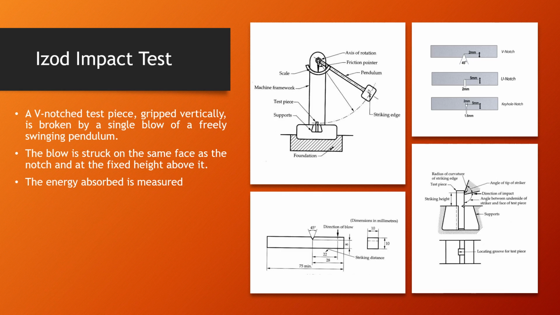Now you can see on the bottom left picture the standard Izod impact test specimen dimensions in millimeters. So when you secure the specimen on the test stand vertically, the distance between the notch and your top striking position is 22 millimeters. You have to maintain that to get accurate results.